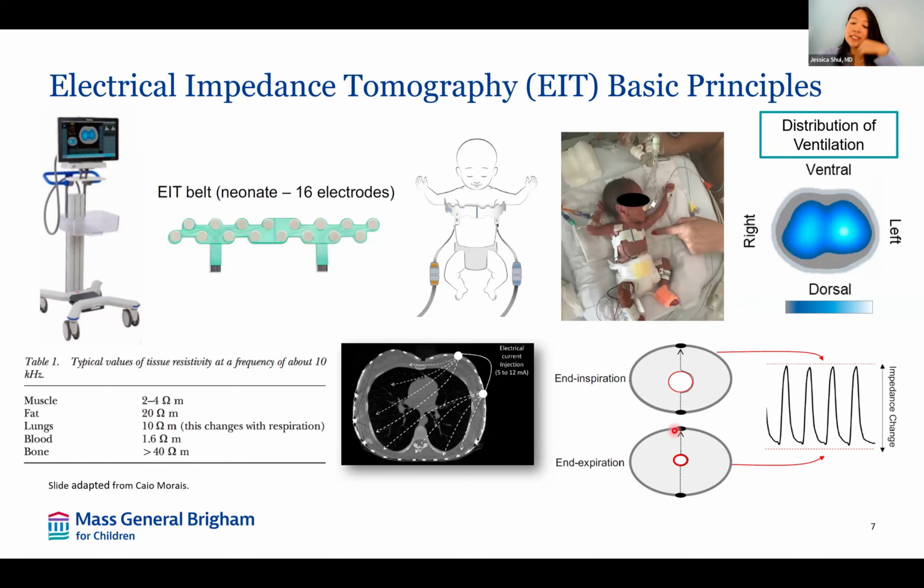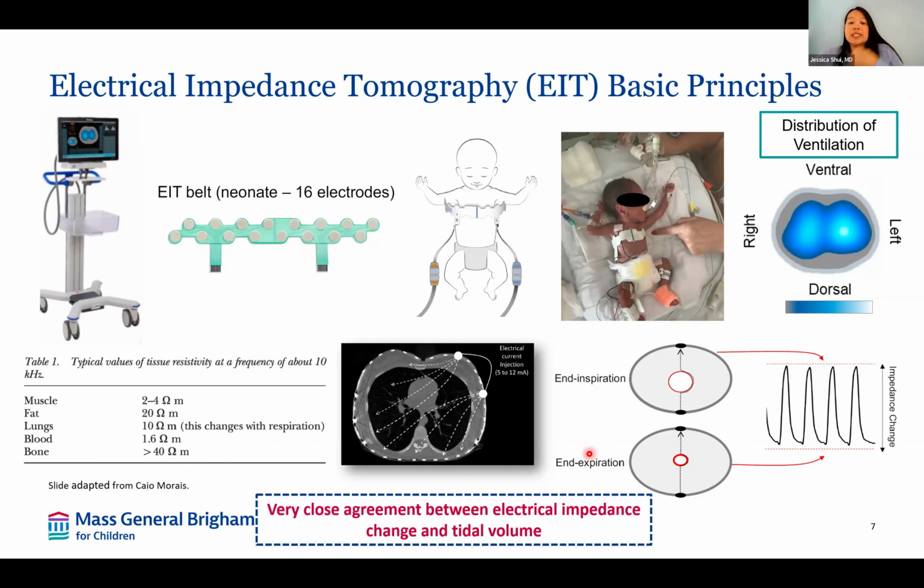In this cartoon, you can see an example of how this electrode is ejecting the electrical current around this alveolus at the end of inspiration, and then it's detected by this electrode, and it gives this measurement of impedance compared to at the end of expiration around that same alveolus, and it gives this nadir. So this delta, this difference of impedance, has very close agreement with tidal volume.